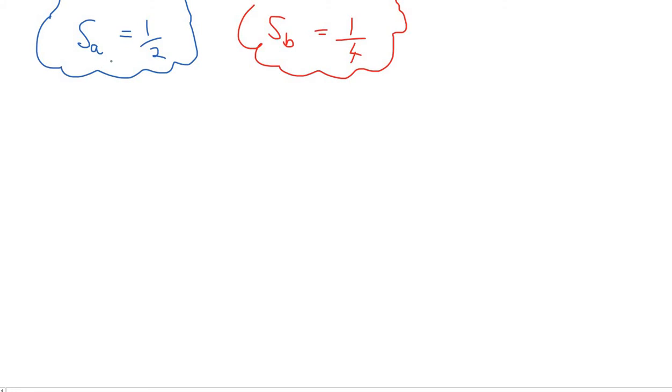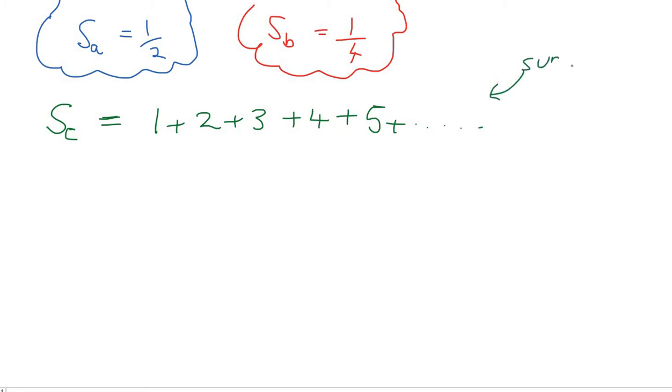Okay, so we now have these 2 bits of information. SA equals a half and SB equals a quarter. Remember, SA was our alternating 1 minus 1 plus 1, and SB was also alternating, but it was 1 minus 2 plus 3. Now let's have a look at this series SC, and this is actually the one we're interested in. 1 plus 2 plus 3 plus 4 plus 5 and so on. So this is the sum of the natural numbers. So I'm going to write sum of all n in N.